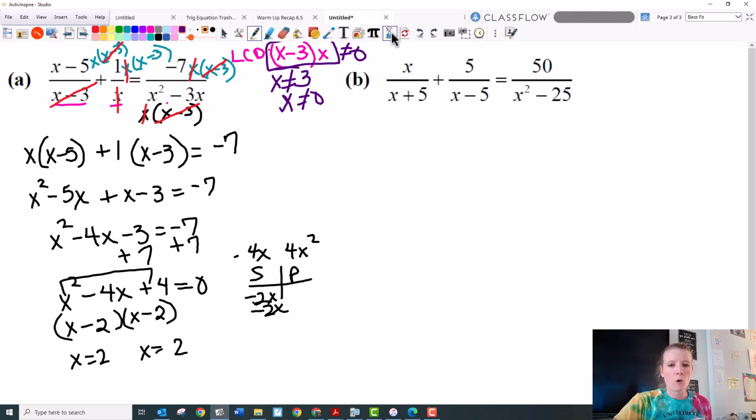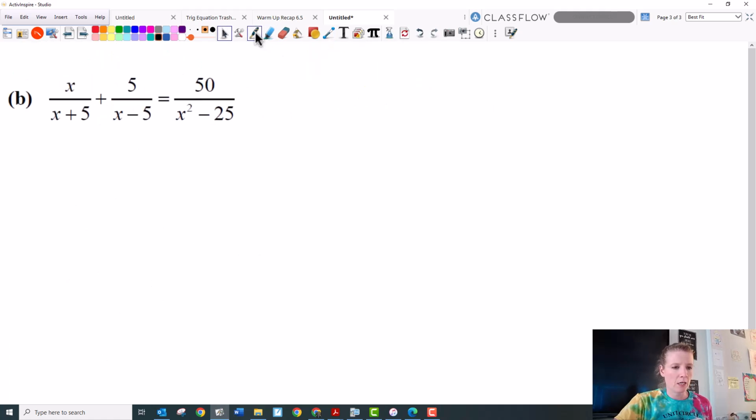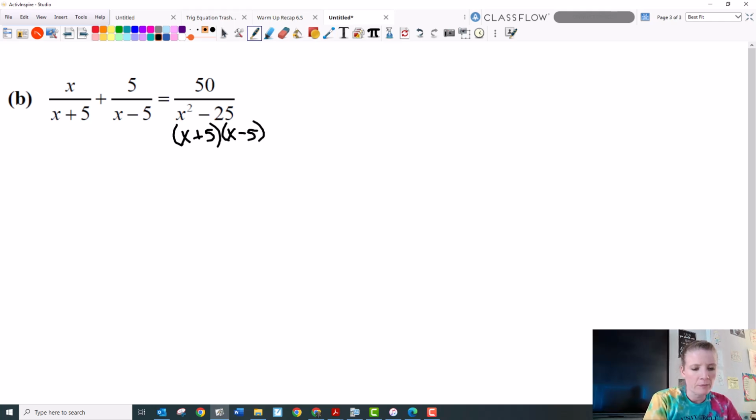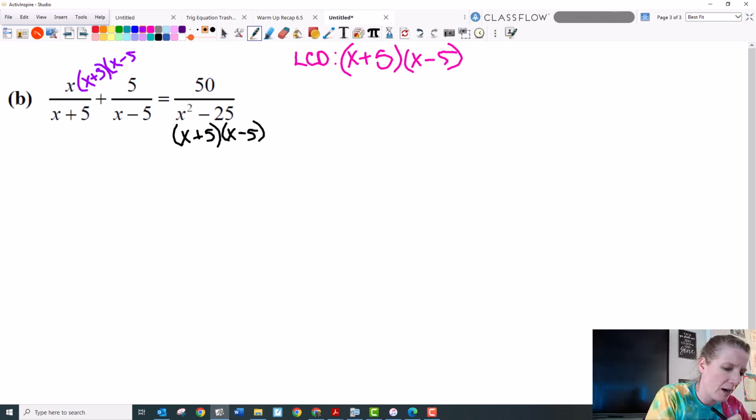I'm actually going to erase this whole page because I'm slightly ADD and that distracts me very bad. So looking at the second one, I'm going to factor the bottom. So I have x plus 5, x minus 5, because that's the difference of two squares. So my least common denominator, I have to have an x plus 5. I have to have an x minus 5. And then I'll look at my third one. Well, I've already got an x plus 5 and x minus 5, so I don't have to put it again. So my least common denominator is going to be x plus 5, x minus 5, and I'm going to put that on all my tops.